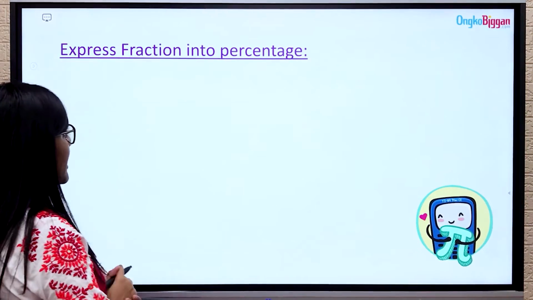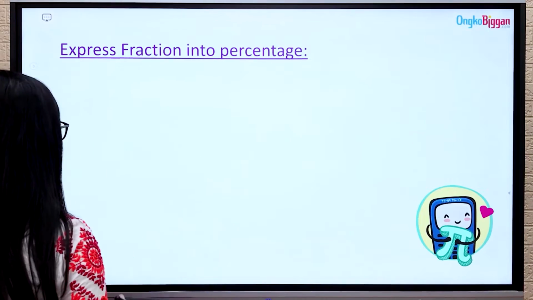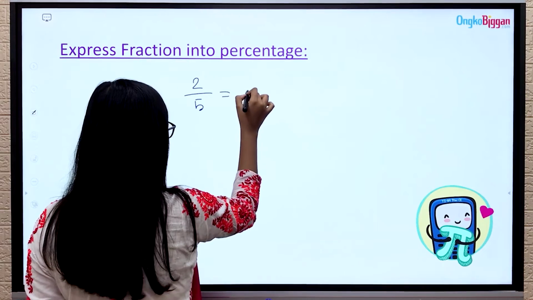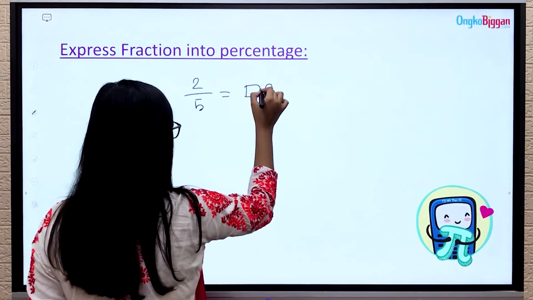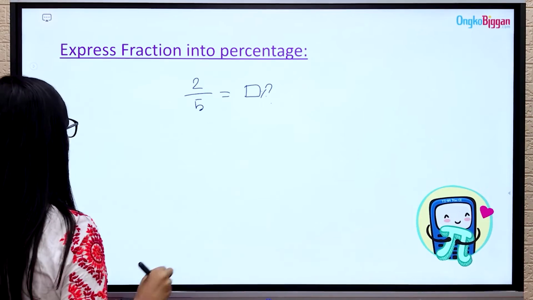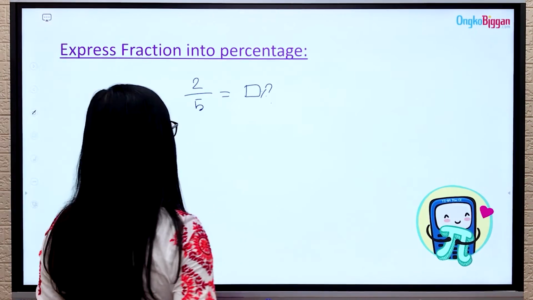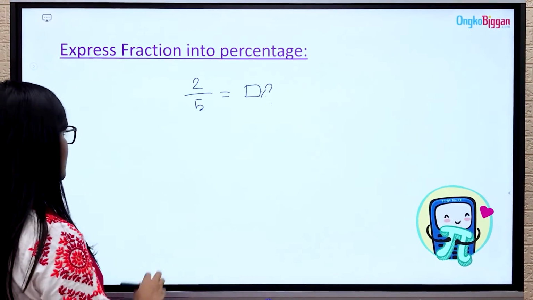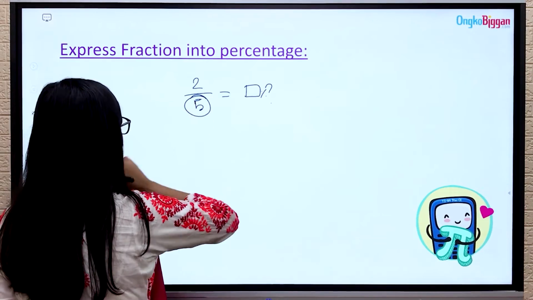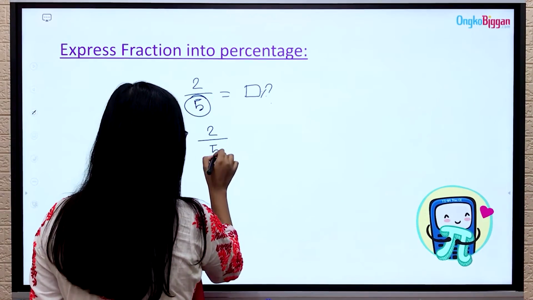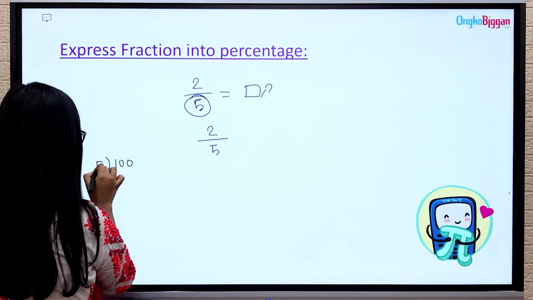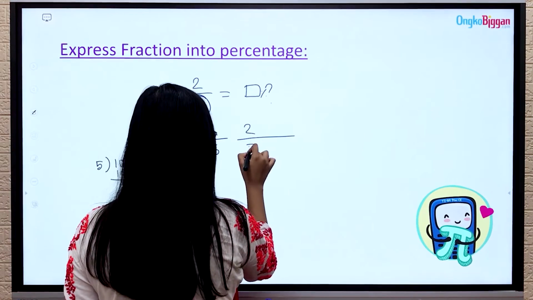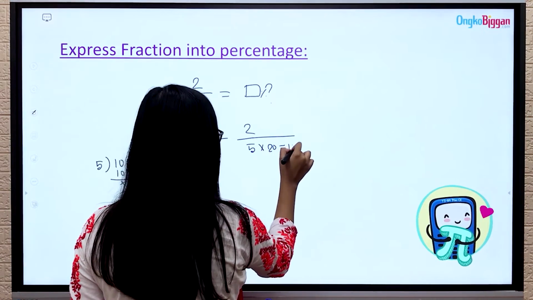Okay, now we will express a fraction as a percentage. Like if you are given 2 by 5 equal to what percentage? You need to find out the percentage. So what we will do is convert the denominator into 100. For making this 100, we see what value we need to multiply by. If we divide 100 by 5, we get 20. So if we multiply 5 by 20, we get 100.